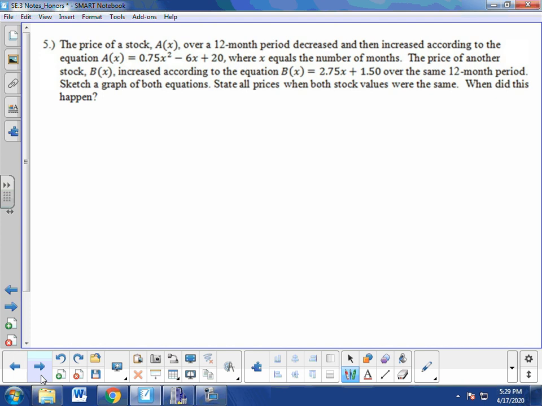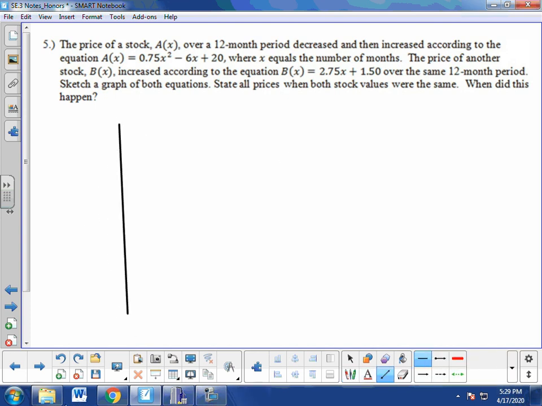Finally, problem number 5, the last one. The price of stock A of x over a 12-month period decreased and then increased according to the equation A of x, where x equals the number of months. The price of another stock B of x increased according to the equation B of x over the same 12-month period. Sketch a graph of both equations. State all prices when both stock values were the same. When did this happen?